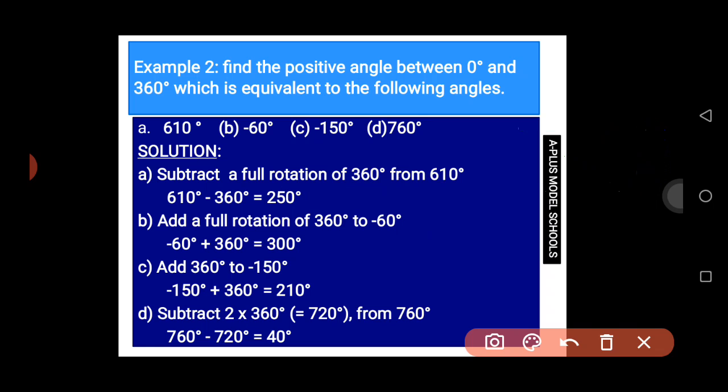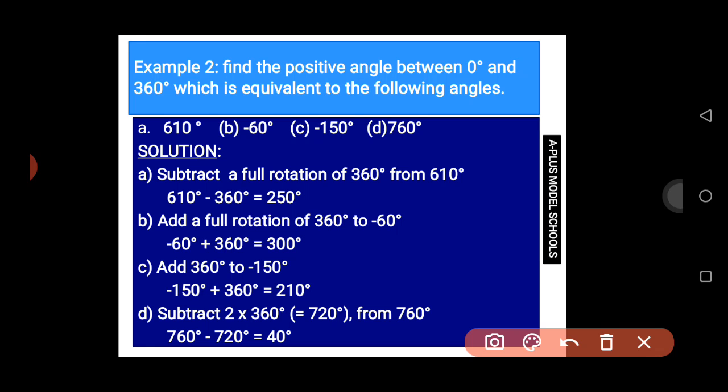But look at example 2. Example 2, I have minus 60 degrees. You will see that this is a negative angle. So for me to get a positive angle, it means I have to add. And when I want to add, I will add 360 degrees to minus 60. So you owe me 60 and you have 360 with you. So if you pay 60 out of the 360, that will give you plus 300. So it means minus 60 degrees is also equivalent to plus 300 degrees.